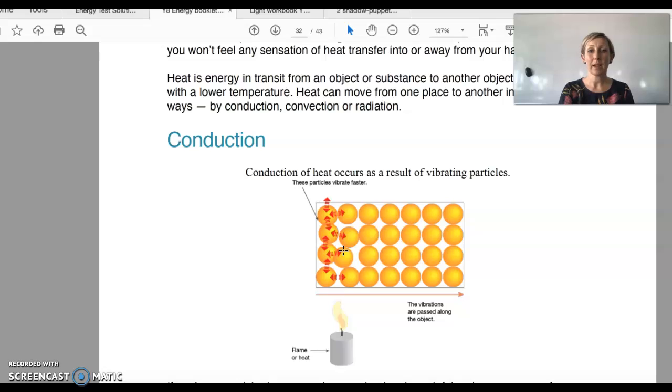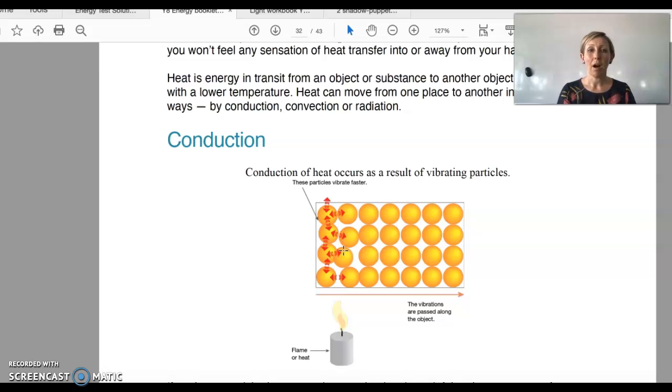What that means is that good conductors of heat energy are solids and poor conductors are liquids and gases. What it also means is that the harder the solid, or the more dense or tightly packed that solid, the better the conduction.